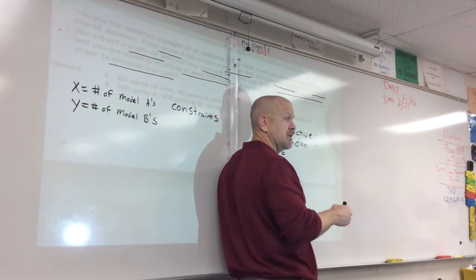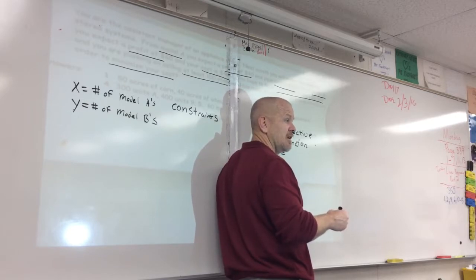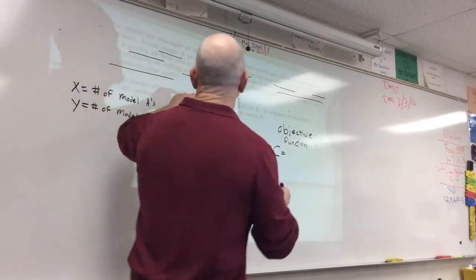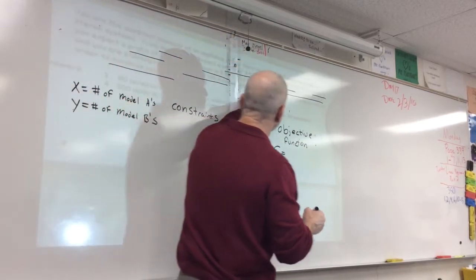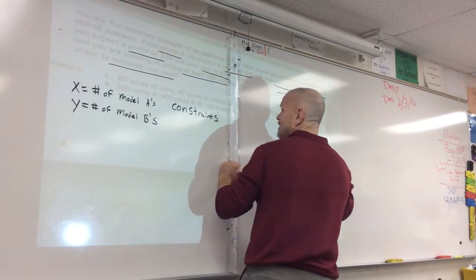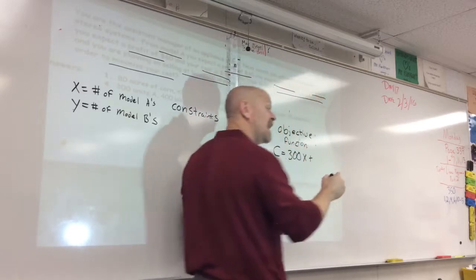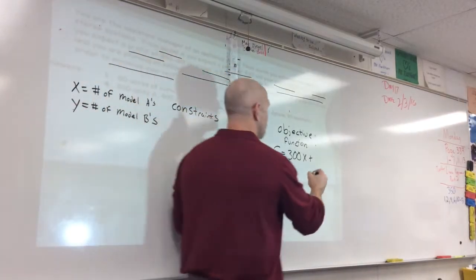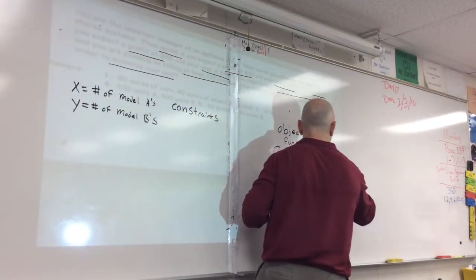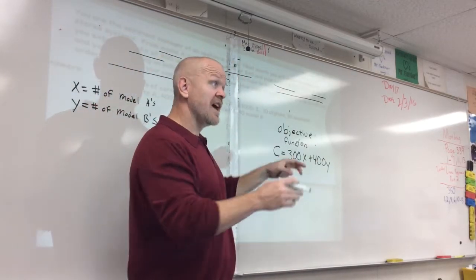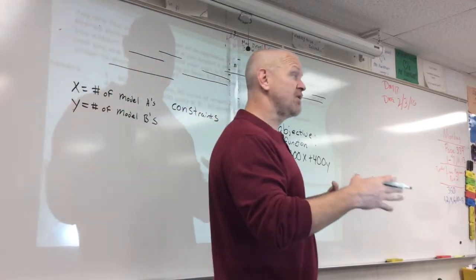What did you put for cost? For each one, I put $40 for one, and then 60 for the other. Well, he's saying, hey, Model A costs you how much? 300. All right. So 300X plus the cost of the other model, 400Y. These are our costs. So is this going to be a constraint at all? No.